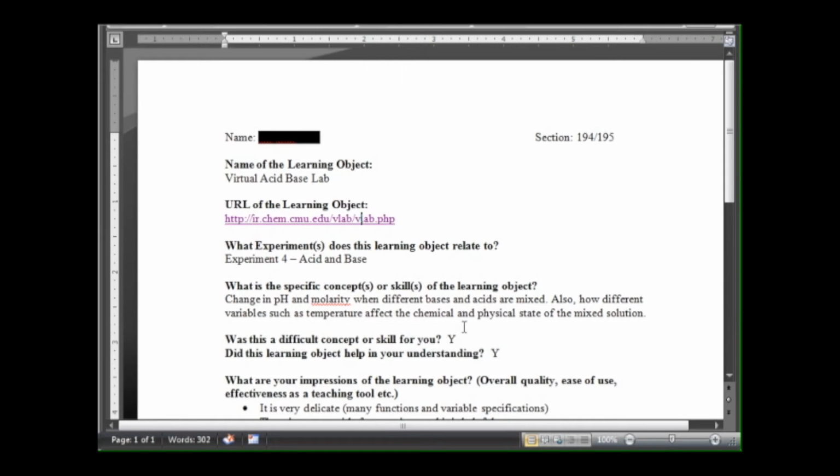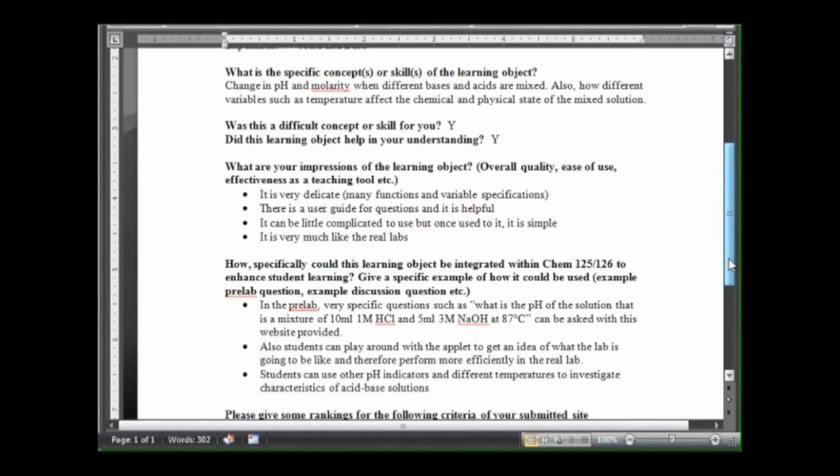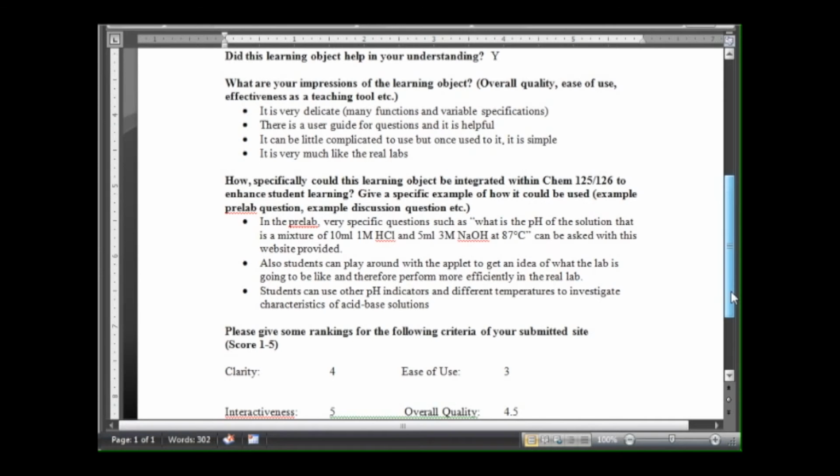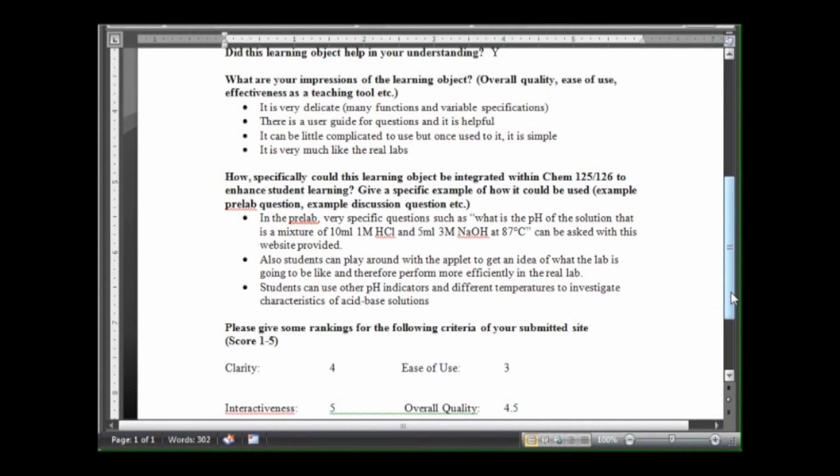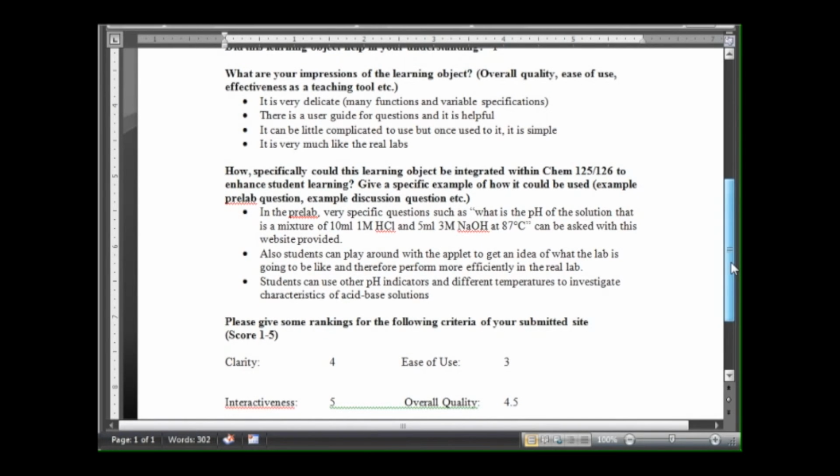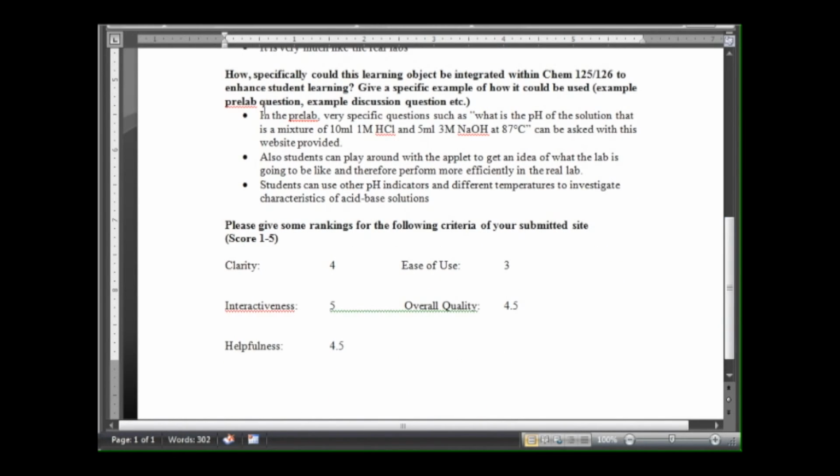This is a very nice example of a submission where it is clear that the student took time to critique the learning object prior to submitting. They had given appropriate examples as to how the learning object could be incorporated into lab, including specific questions which were in the directives.